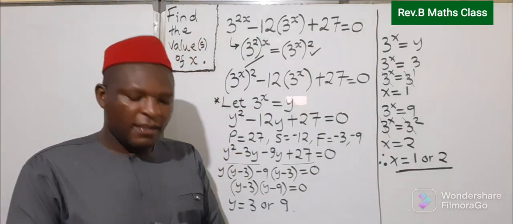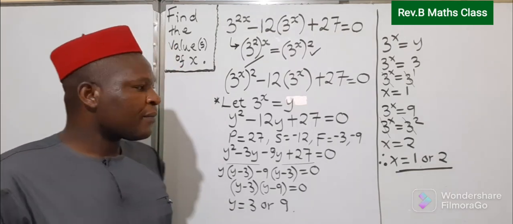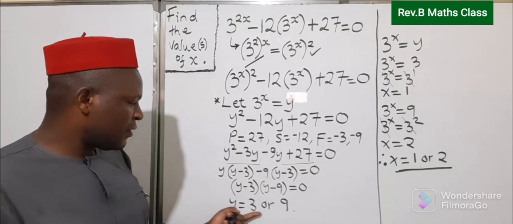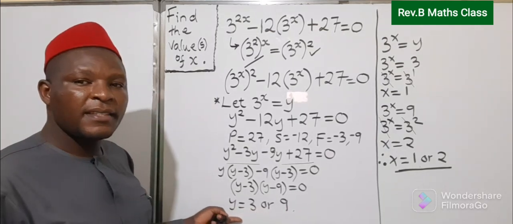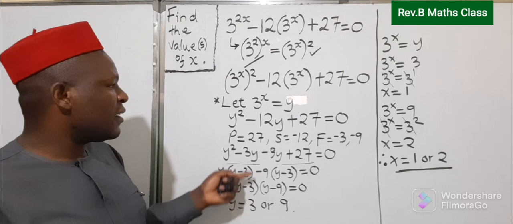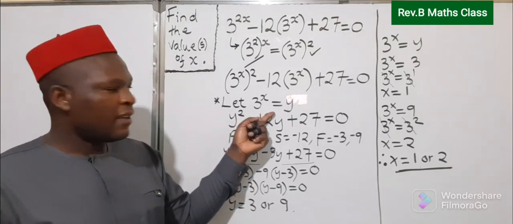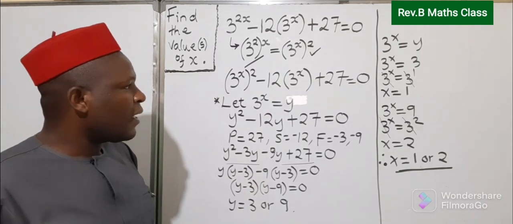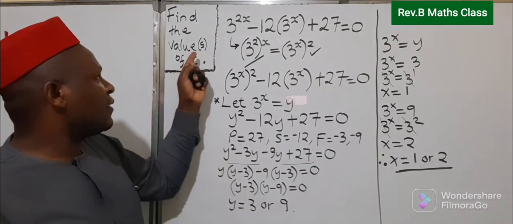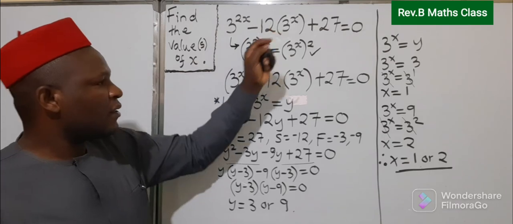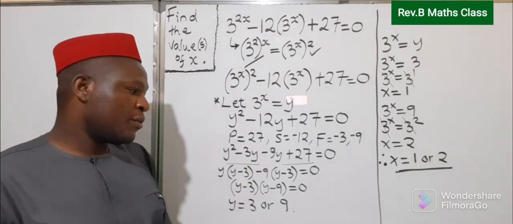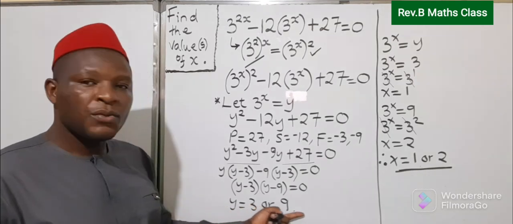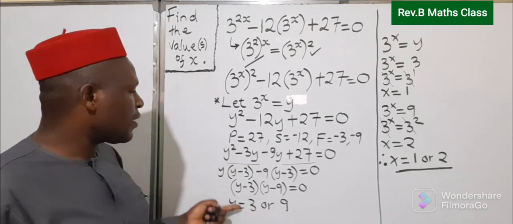Now, let me make something clear here. If one of the values for y is negative, it means it cannot be applied here. And it's not always that x will have 2 values or more. Sometimes it depends on the answers that you get here, so that you go back to this condition.